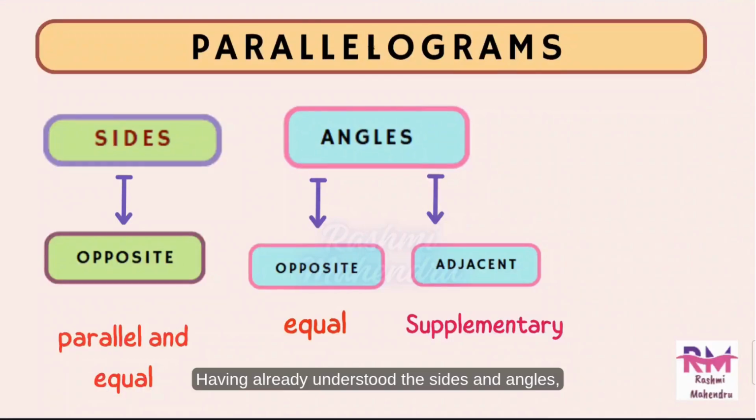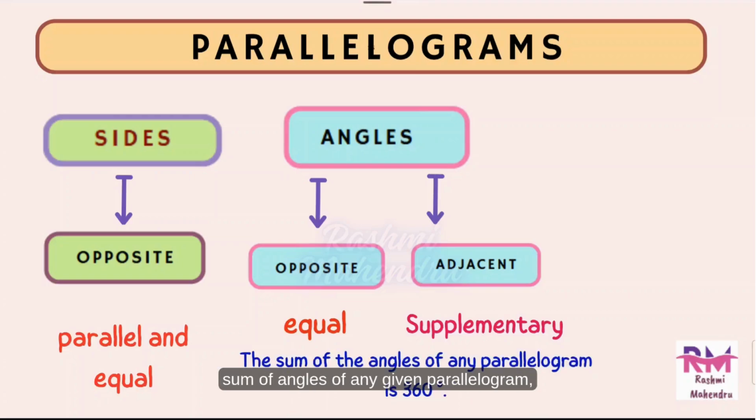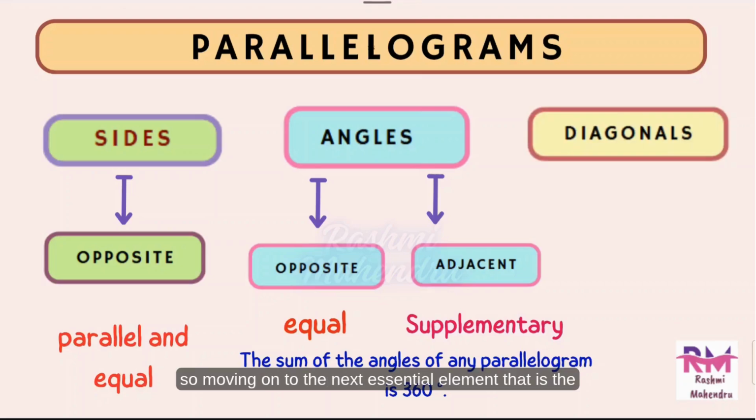Having already understood the sides and angles, we are now ready to look deeper into the third essential element. But before that, the sum of angles of any given parallelogram, be it interior angles or exterior angles, will always remain 360 degrees. Okay, so moving on to the next essential element, that is the diagonals.